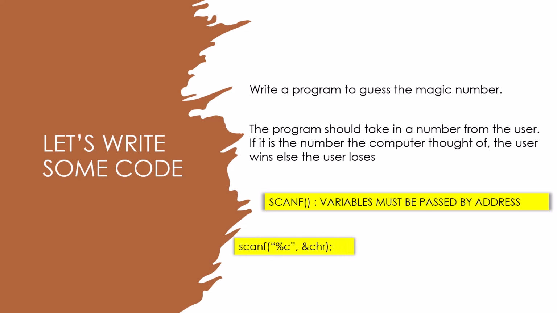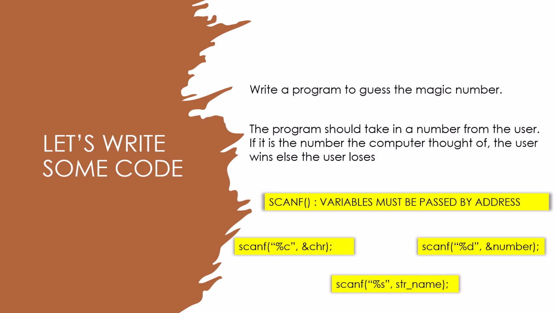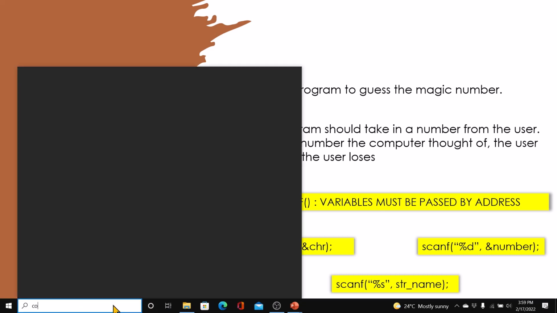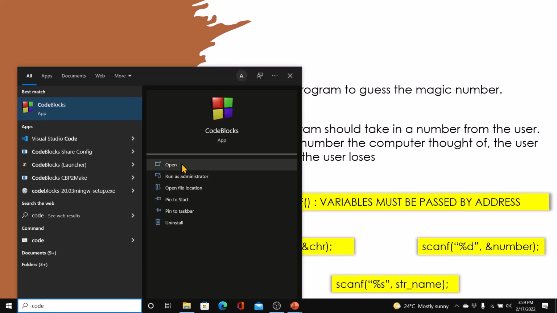So if the user puts in a character, you can see that we have scanf %c and the ampersand preceding the variable name. Similarly for a number. But for a string, we do not use the ampersand symbol. Why? Because the variable name given to the string is the starting address for that string. We will be doing strings in more detail in the next session. So let's go ahead now and write the code. For that, we need to go to Code::Blocks.